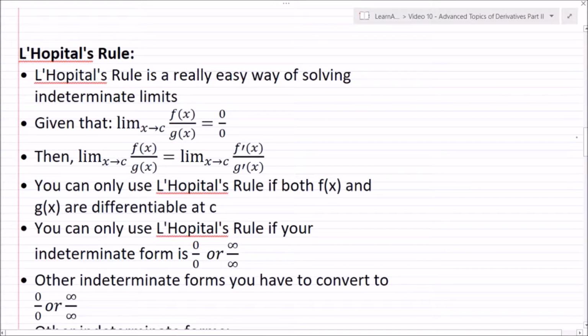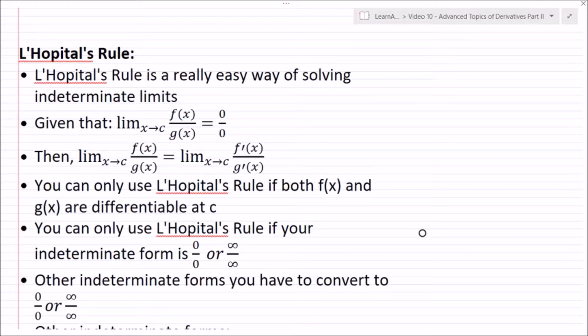Alright, so now let's talk about L'Hopital's Rule. Now, L'Hopital's Rule is a really easy way of solving indeterminate limits. So given that the limit as x goes to c of some function over another function equals 0 over 0, then that limit is equal to the limit as x goes to c of the derivative of f of x over the derivative of g of x. So you can use L'Hopital's Rule if both f of x and g of x are differentiable at c. If it is not, you cannot use L'Hopital's Rule.